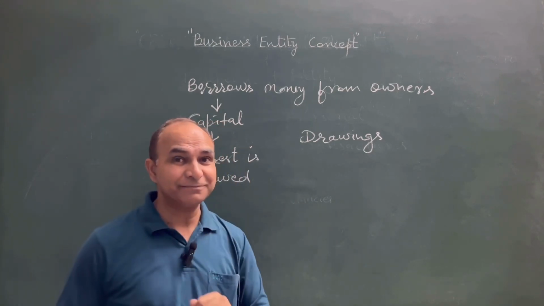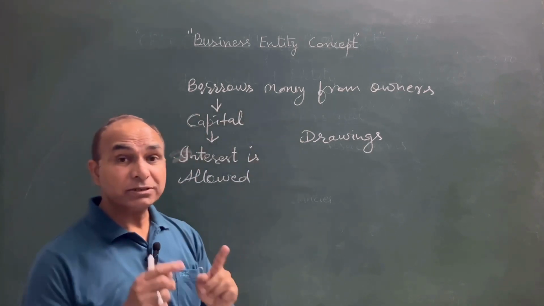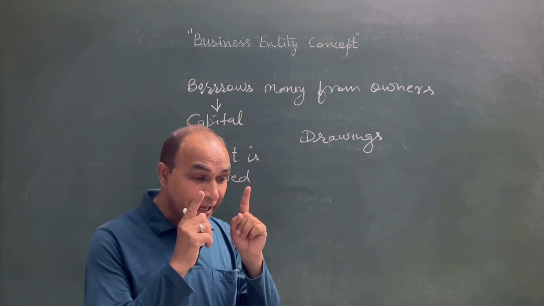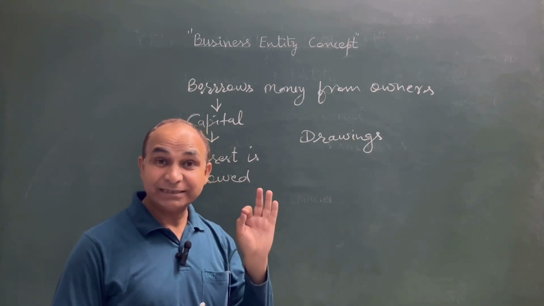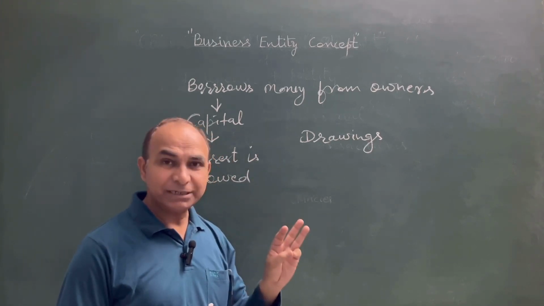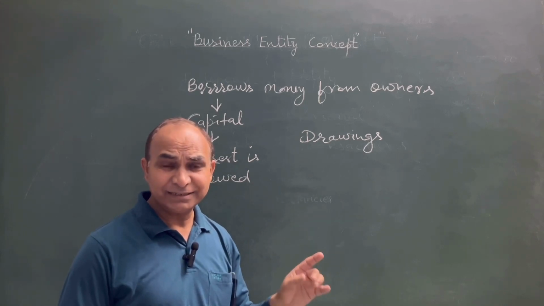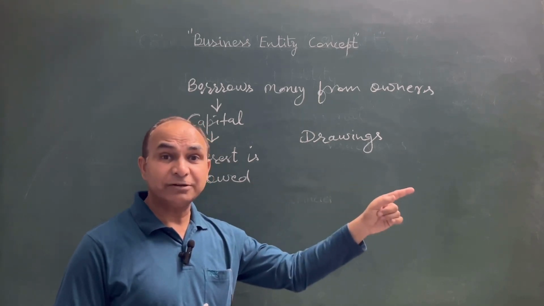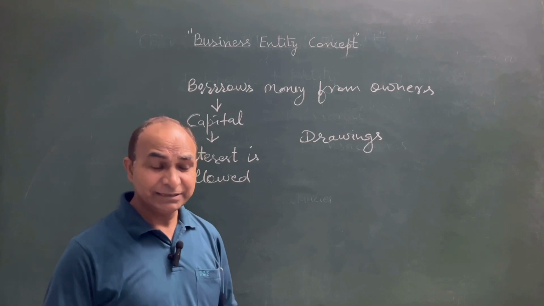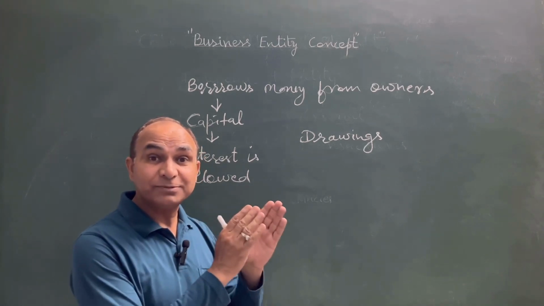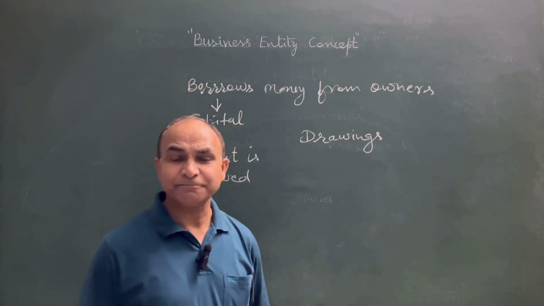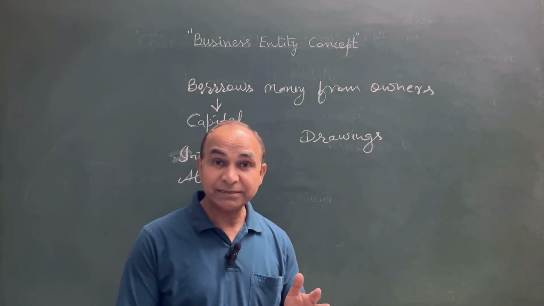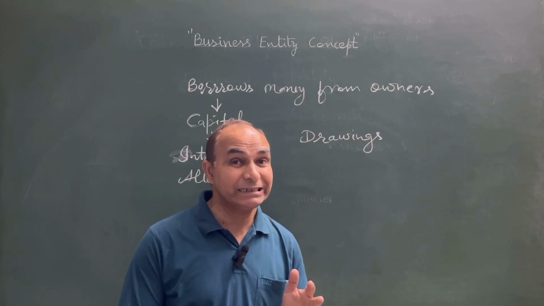And remember one thing, this business entity concept is applicable for all types of businesses, that is sole proprietorship, partnership, cooperative societies, companies or other corporate houses, or NGOs, etc. This is applicable to all types of organizations. This is the significance of the business entity concept. I think this business entity concept is completely clear to you.